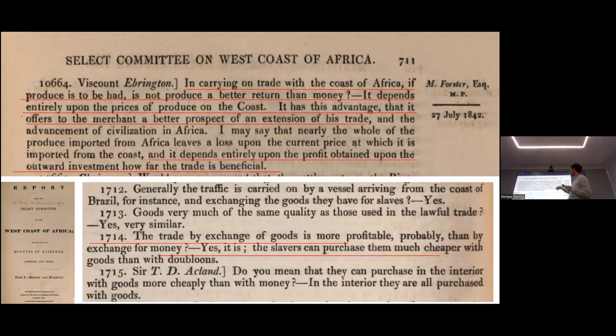And here also another merchant says the return is obviously better if you're not paying with money. It's also more profitable, because even once the legitimate trade starts, palm oil trade, ivory, rubber, and even alongside the slave trade, all these trades are quite profitable. Exactly, because it has this vagueness or this fixity of price in local units. So here it says that the profitability depends entirely upon the profit obtained upon the outward investment, on how far the trade is beneficial. So the profitability of the trade depends entirely on your unit cost in Europe.